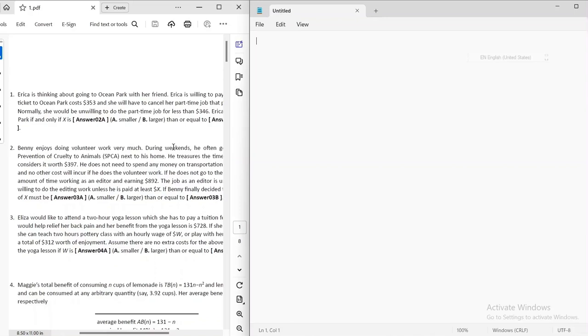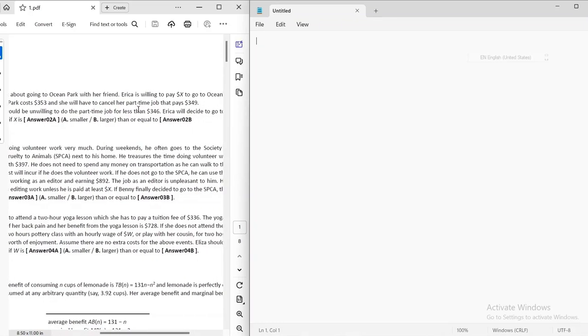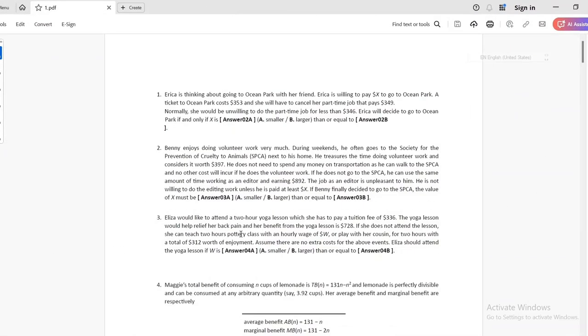So what is the additional benefit in this case? Now our willingness to pay is X dollars, right? And the ticket price is $353. So the additional benefit is X minus 353. And this should be greater than 349 minus 346. All right. And when you solve this, X is greater than 356. So this is your answer. Let's move on to the next question.